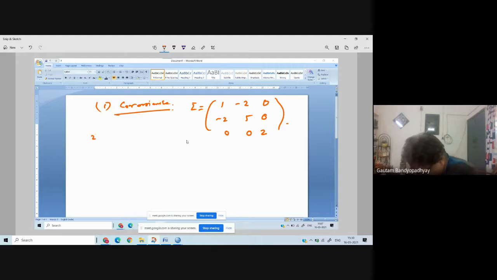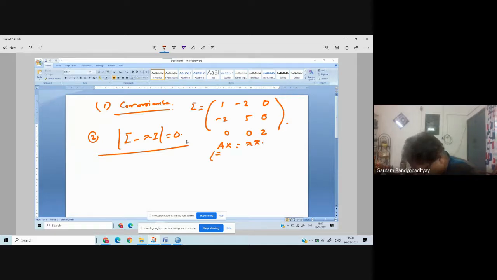Second step is to determine the determinant of sigma minus lambda I, equal to 0. This is matrix algebra, and I am not going into detail. Basically, this is a system of equations, Ax equals lambda x. Here A is the coefficient matrix.